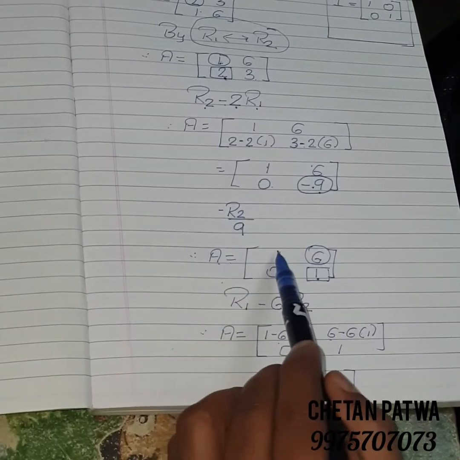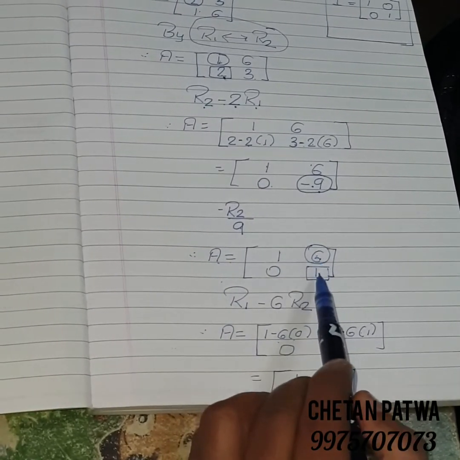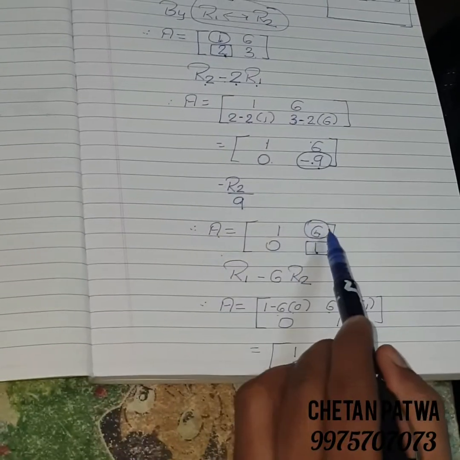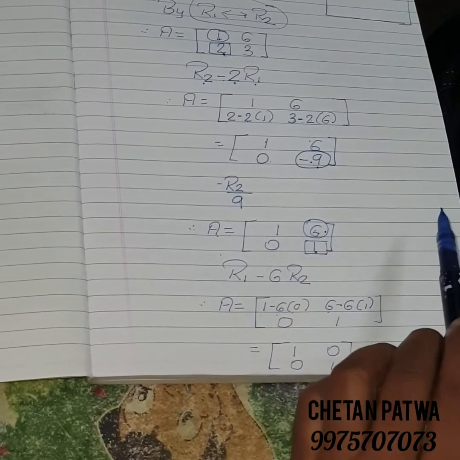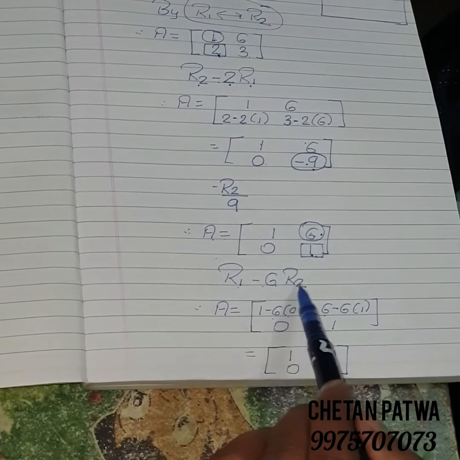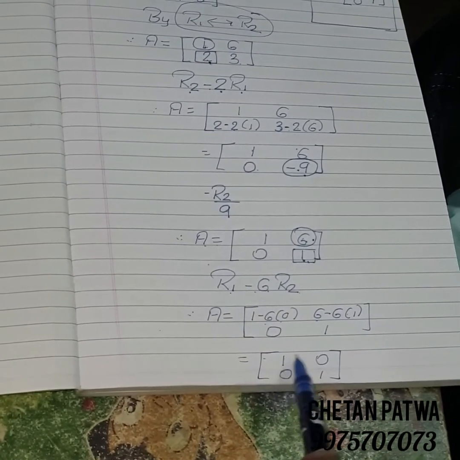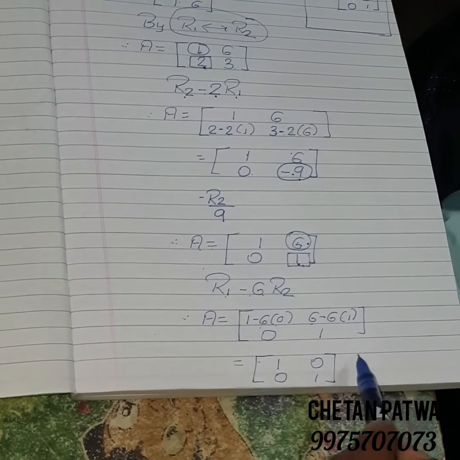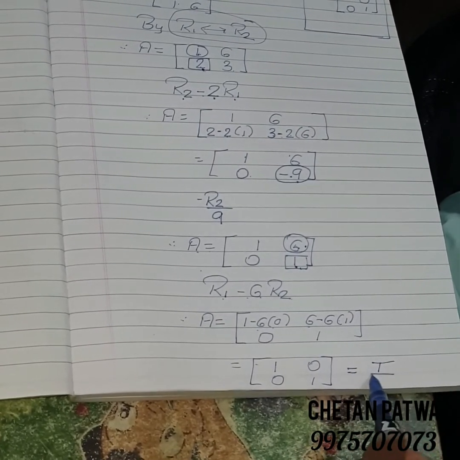Therefore A is equal to 1, 6, 0, 1. Last step, we have to convert this 6 into 0. We are going to take the help of this 1. So we got the step R1 minus 6 R2 and we got the answer 1, 0, 0, 1. That is nothing but identity matrix I.